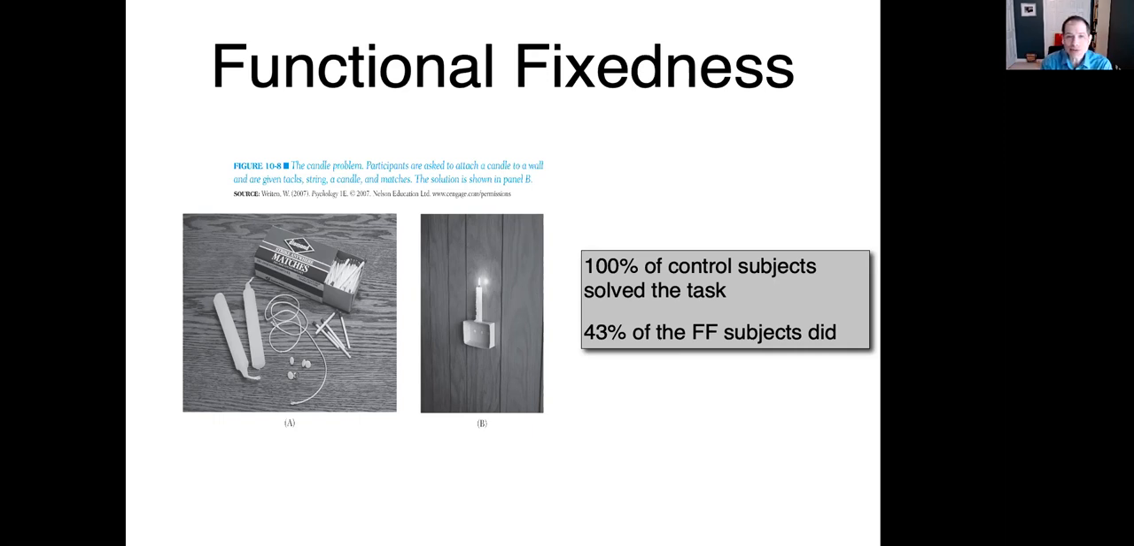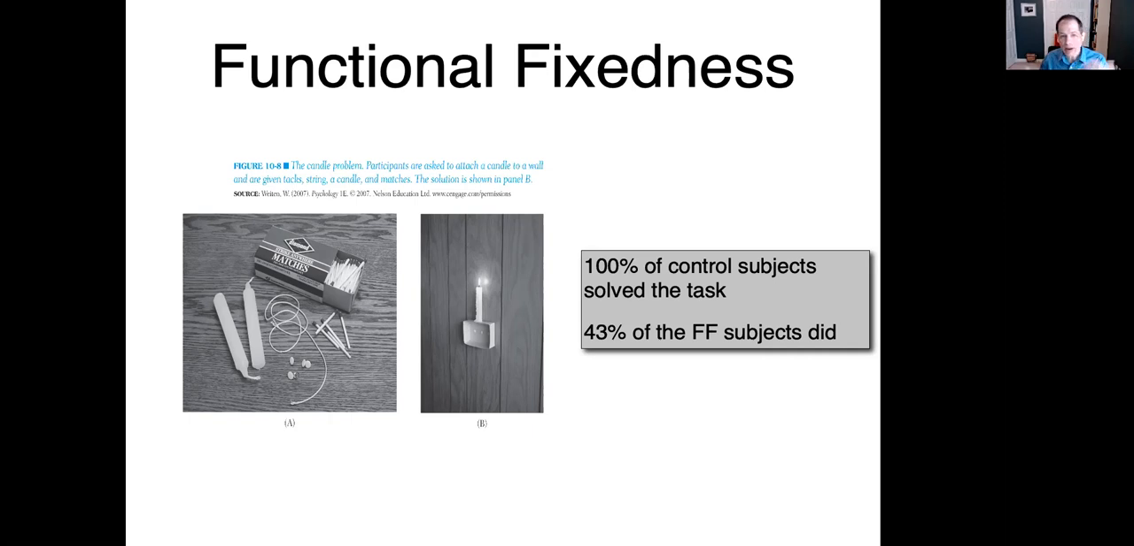But anyway, this is what Dunker wanted his subjects to arrive at: to use the box as a shelf. That's all he wanted to find out if they could do. And he found out that most of them could do it when the box wasn't holding something, but they couldn't do it when the box was holding something. And so he concluded that when the function of something is fixed, people have difficulty incorporating it into their problem-solving system.